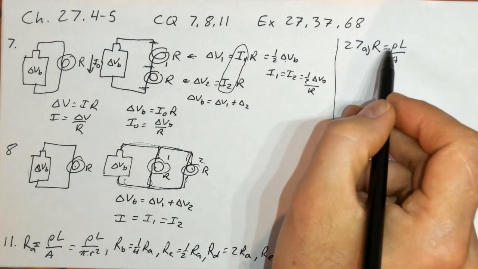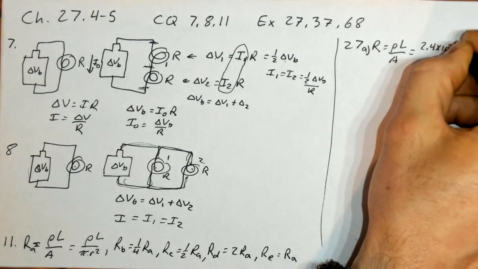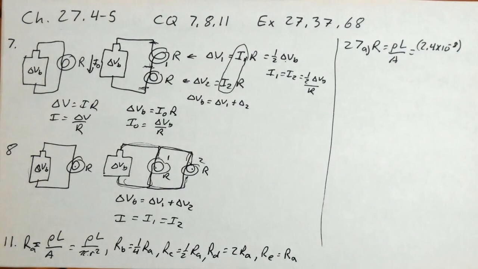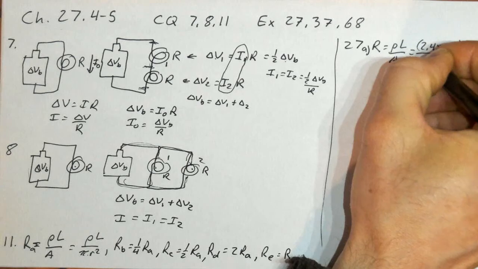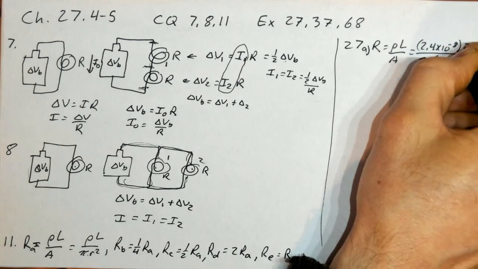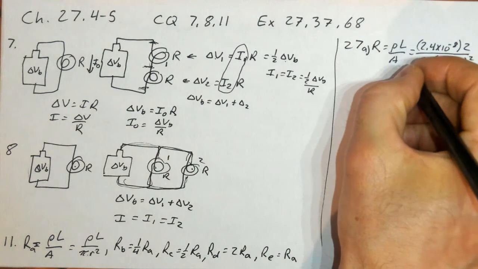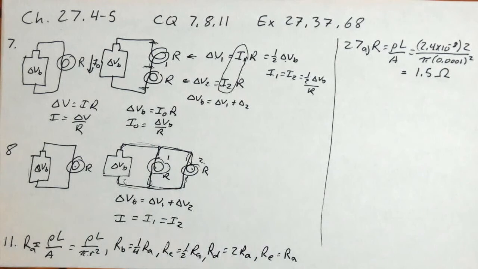And so I can go look in the table and find that rho for gold is 2.4 times 10 to the negative 8, and that's got units of ohm meters. Now the length is 2 meters, and the area would be pi r squared, or pi times 0.0001 meters squared, because the radius is 0.1 millimeters. So if we plug that in, we get a resistance of 1.5 ohms, which is a very small resistance.